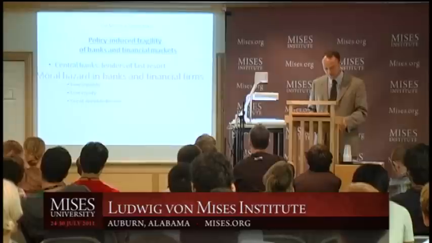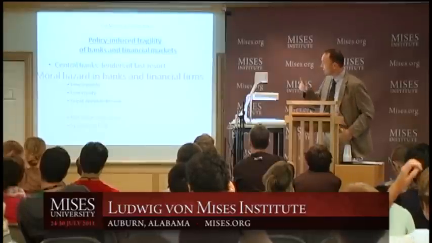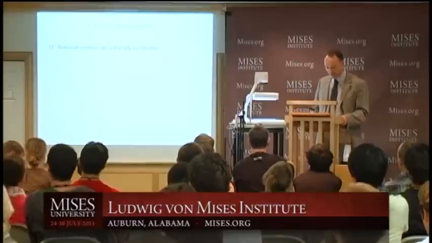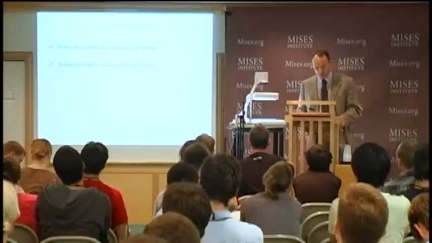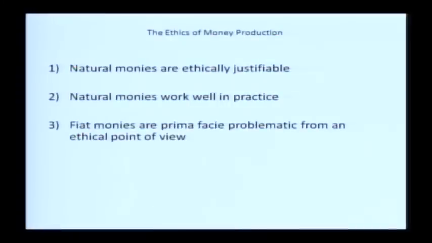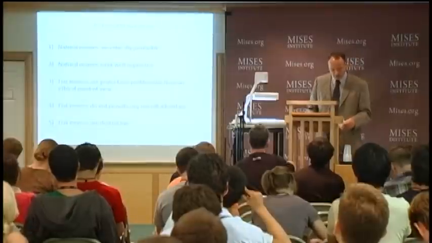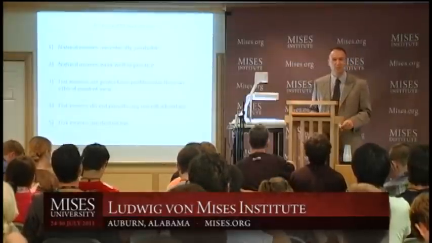So to conclude then, I can conclude in 5 points. Natural monies are ethically justifiable. They work well in practice, whereas fiat monies are prima facie problematic from an ethical point of view because they're imposed, right? They're coerced. And they do not provide any overall advantage, at least, well, we might say, short-term, right? They're the same short-term advantages that result from burning one's furniture. And as we have seen, they are ultimately destructive and therefore should be suppressed as fast as possible. Thank you.